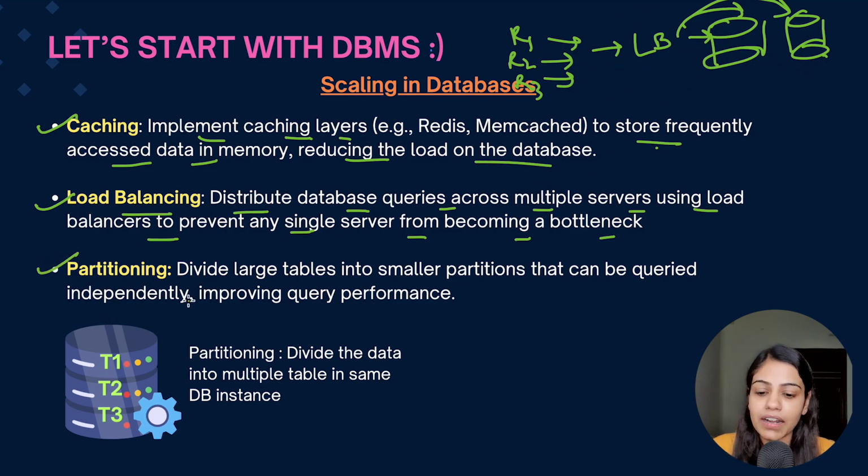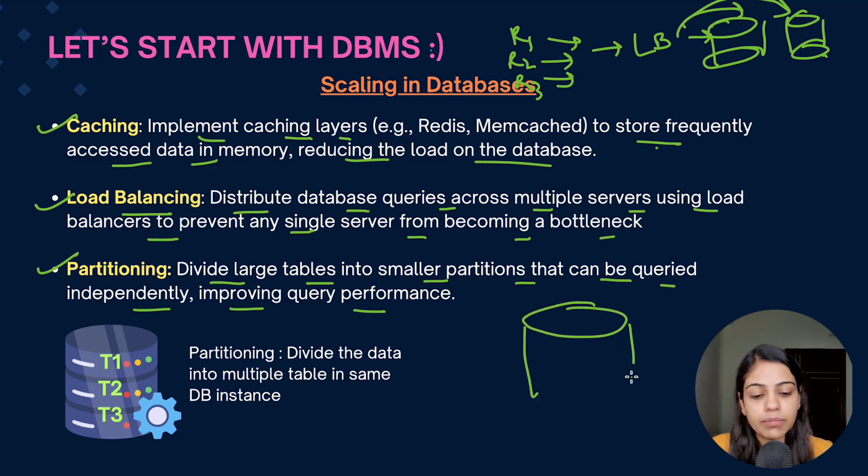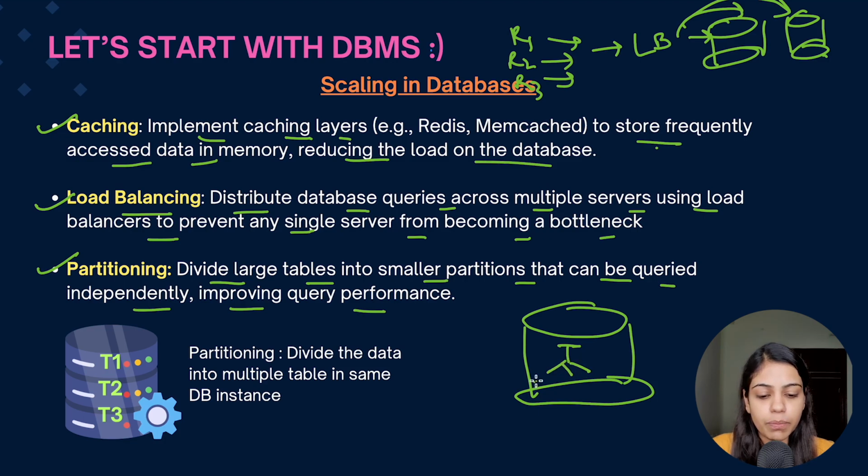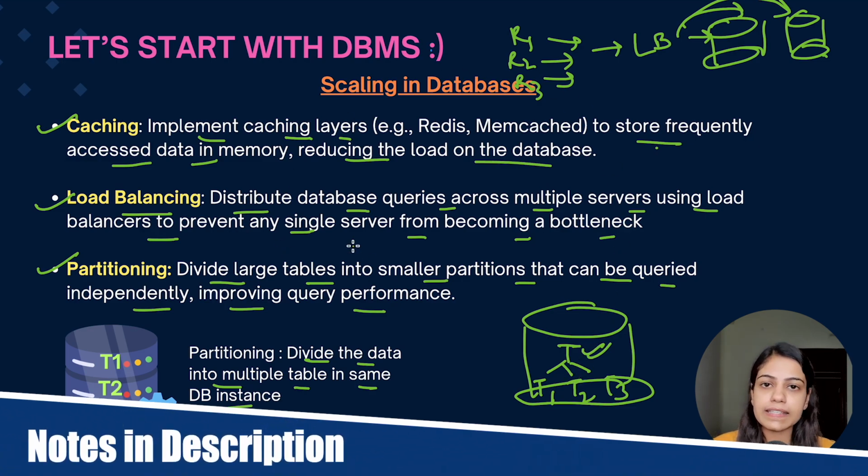Now coming to the next way, that is partitioning. It divides a large table into smaller partitions that can be queried independently, improving the query performance. If there is a database server with a table T, it will divide this table into different partitions, that is T1, T2, T3, in the same database server, so that the smaller partitions can be queried independently. So we have smaller partitions of the table and the queries can result in a faster duration of time. So this is how we can scale our databases.